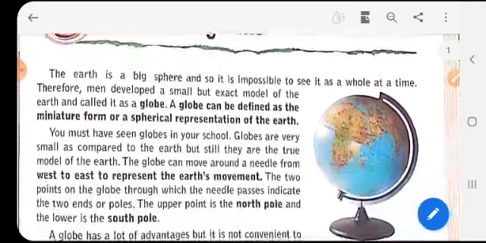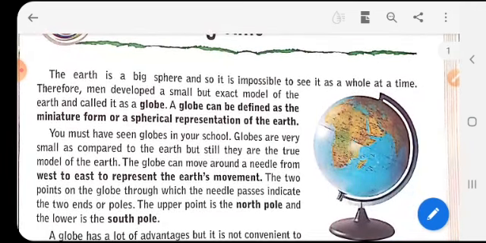So children, as you know, the earth is a big sphere, so it is impossible to see it as a whole at a time. Therefore, men developed a small but exact model of the earth. So, in order to understand the earth more clearly and more appropriately, men have developed an exact model of the earth which is called the globe.